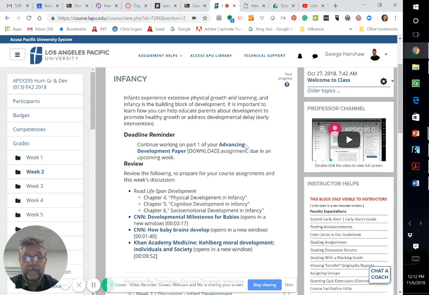You have some great resources right here for the milestones, how baby brains develop, and the moral development. It's all fantastic resources, so I'm not really going to rehash that, but what I would like to do is go over the advancing development paper, continue working on part one.